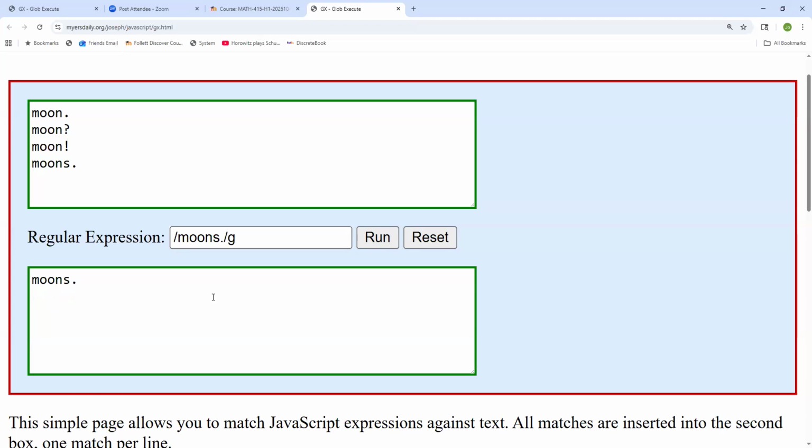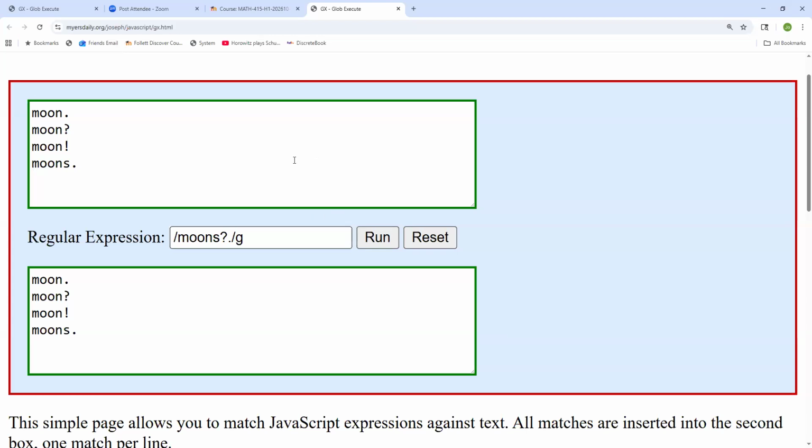So there's two ways of doing it. We could say moon, S, question mark. That means that plural S is optional. Now it finds moon period, moon question mark, moon exclamation point, and moons period. So that's kind of a cool way of doing it. So that finds any word moon followed by whatever possible punctuation.